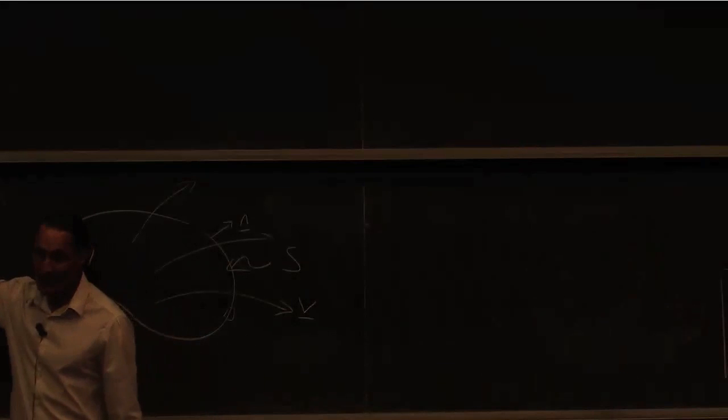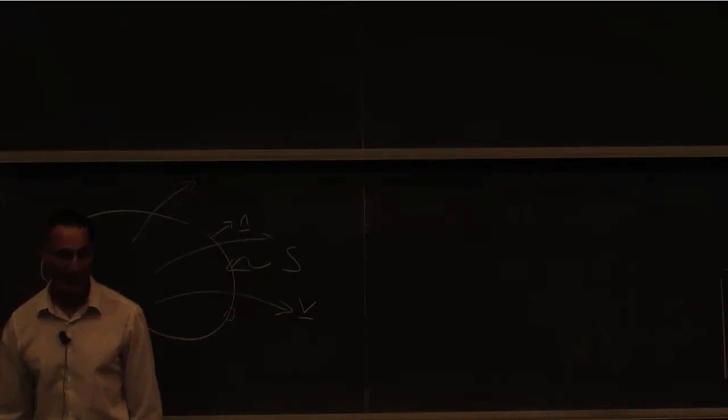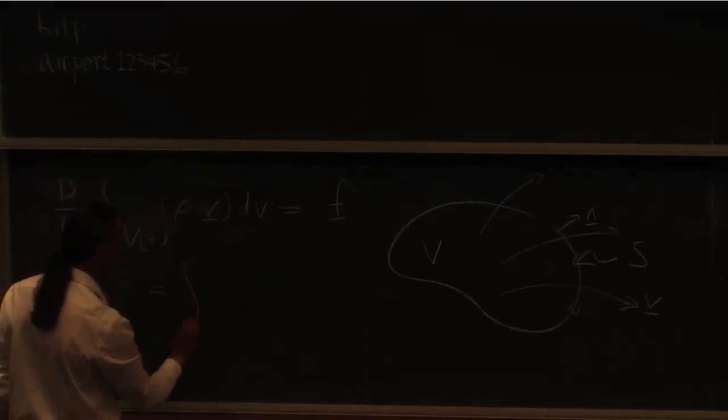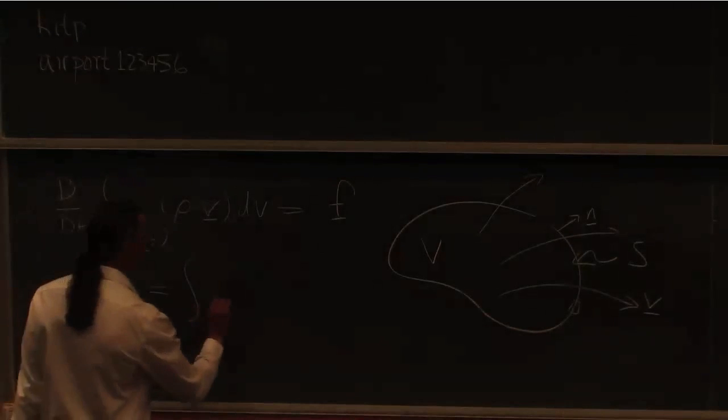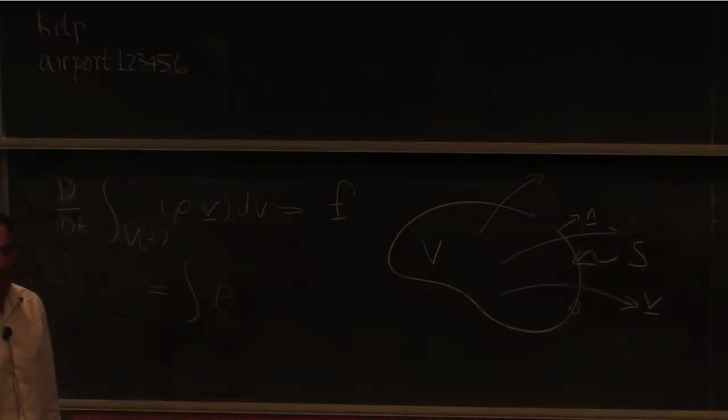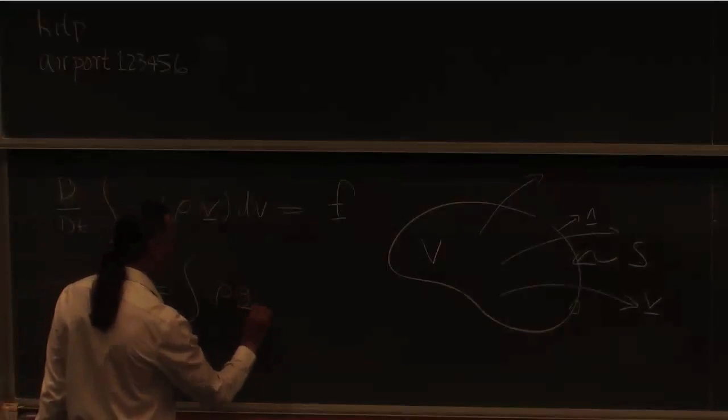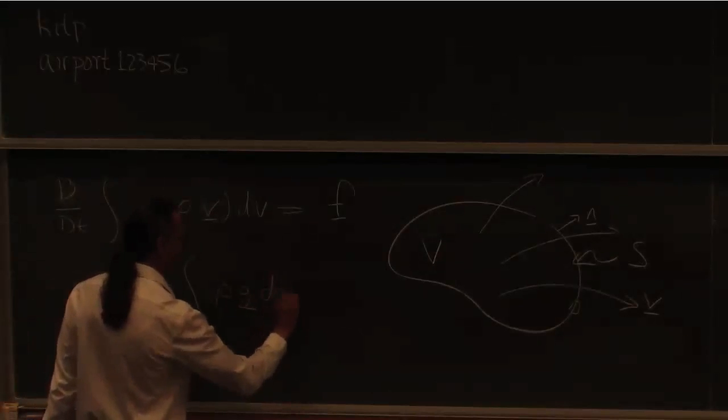Okay, so what are examples of forces that might change momentum? Essentially, we're saying that we have a certain amount of momentum, and the only way to change it is to apply forces to our volume. So what are examples of forces? Gravity is a good example, so I'll go ahead and write these down. What's the gravitational force on that volume? It looks like density times volume times gravity, right? So it's density times gravity integrated over volume.